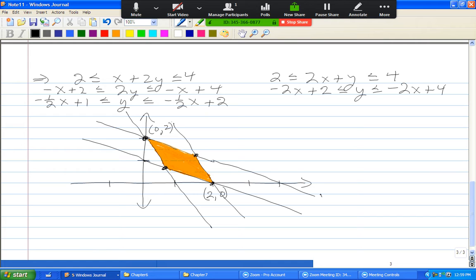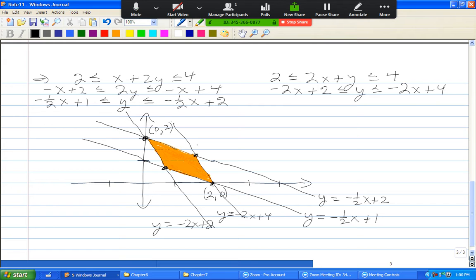So this is the line. Let's actually write what each of these lines are. This is y is equal to negative 1/2 x plus 1. This is y is equal to negative 2x plus 2. This is y is equal to negative 2x plus 4. Okay.